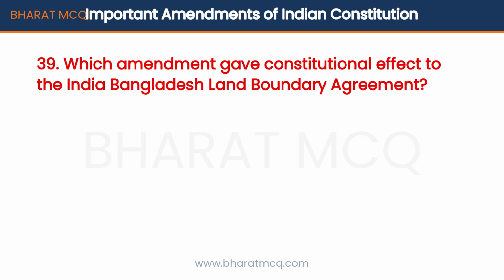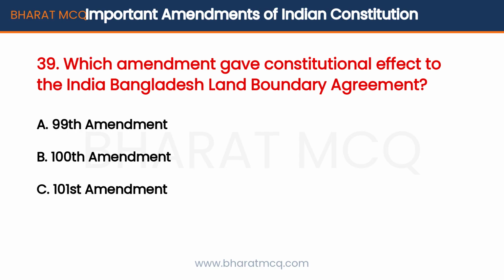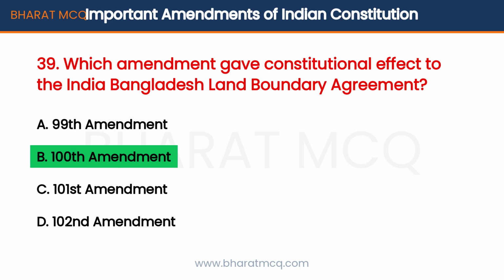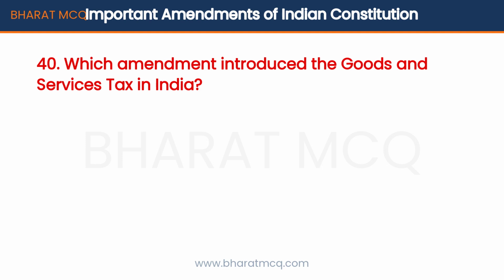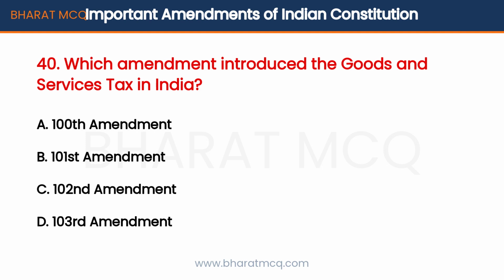39. Which amendment gave constitutional effect to the India-Bangladesh Land Boundary Agreement? The correct answer is 100th Amendment. 40. Which amendment introduced the Goods and Services Tax in India? The correct answer is 101st Amendment.